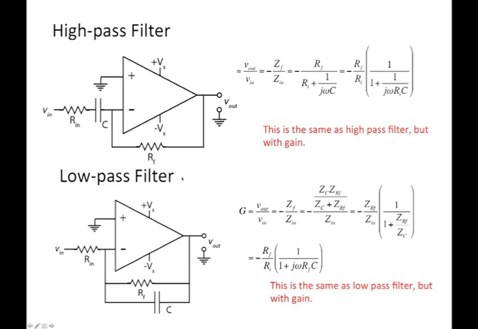And we can do the same thing with the low pass filter. We can calculate the gain. We get a part that looks like the inverting amplifier, and we get a piece, I guess I should go down here, that looks like the low pass filter from before. Same low pass filter, but with gain.